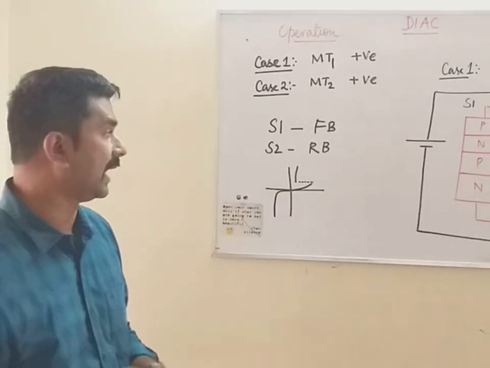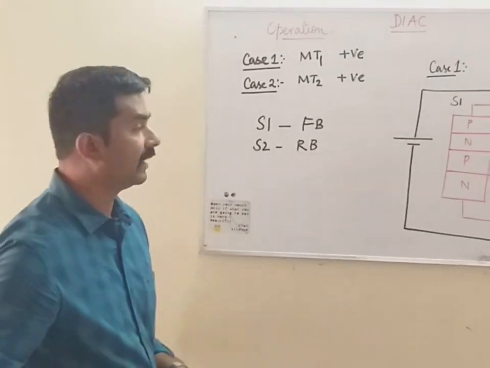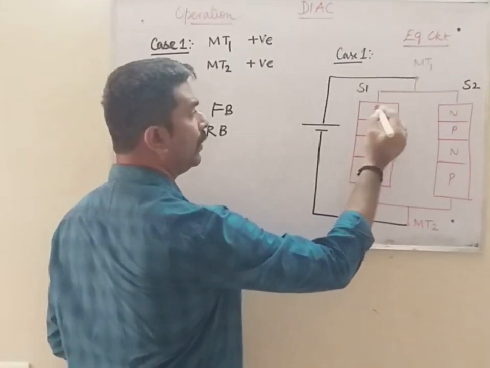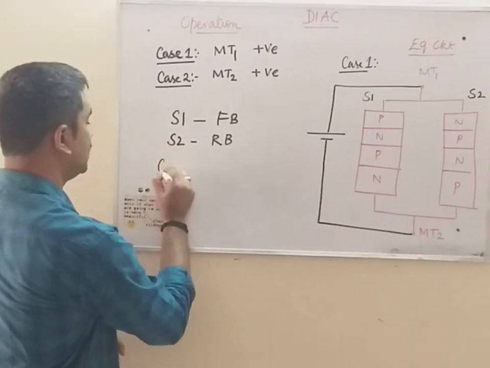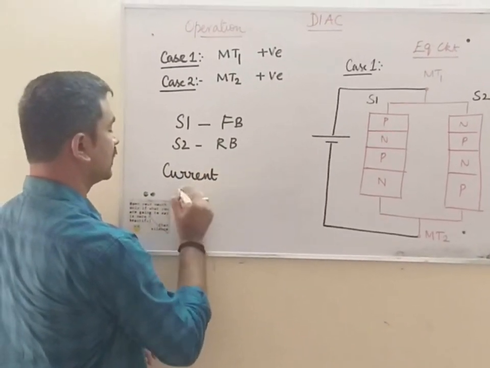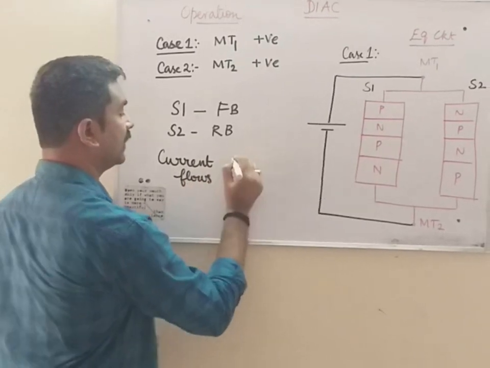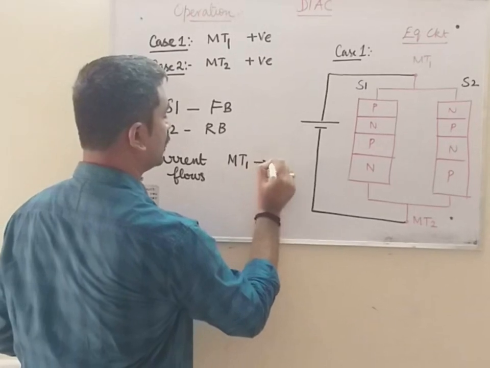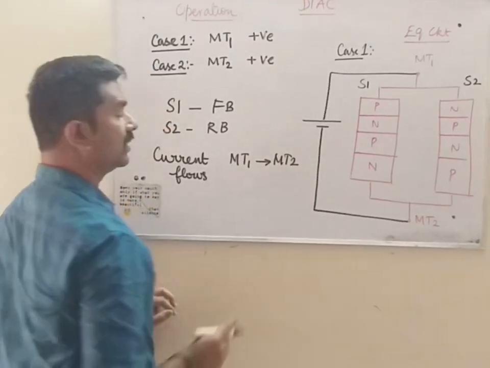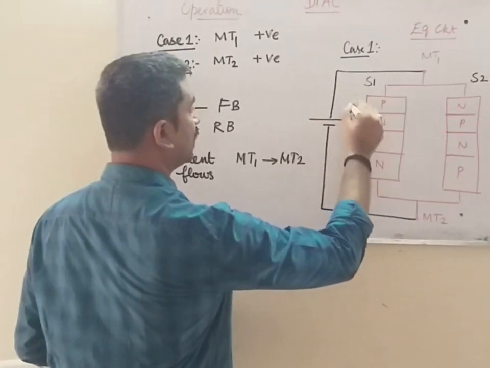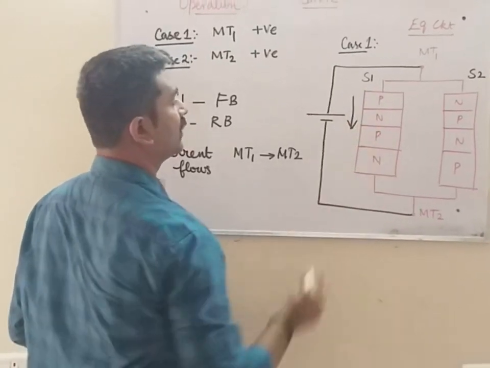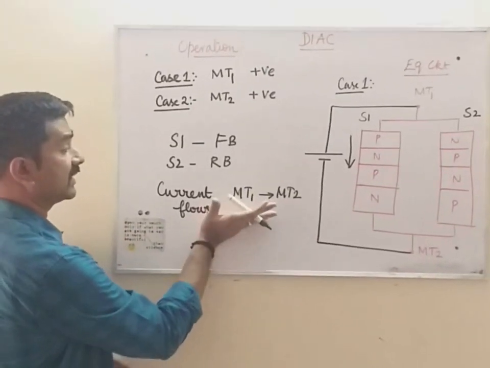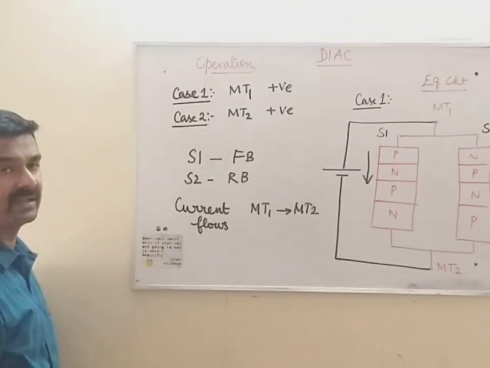Fine. We will take the same concept here. So as this is going to be forward biased, the current is going to flow from MT1 to MT2. This is the direction of current which will flow. So this is about case 1, right?